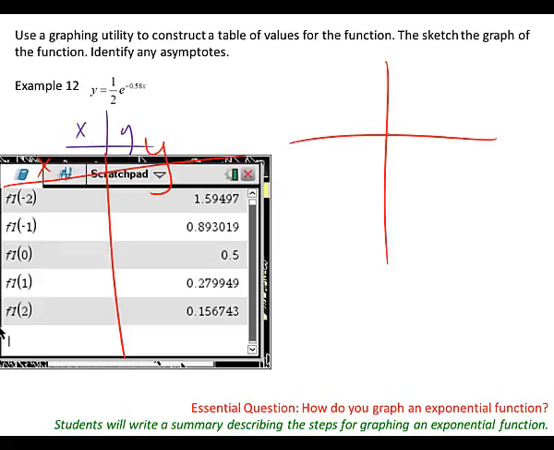Okay, so I'm going to go ahead and plot that. Okay, so we had -2 and 1.59. -1 and 0.89. This is an instance where we don't have that 0.10 or 0.1 because the 1/2 in front squished it. And then that 0.27 and we get closer to 0. Sketch the graph going through it. Again, what's the asymptote? Y equals 0.